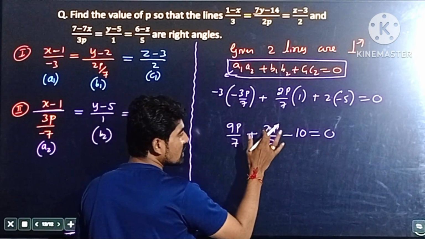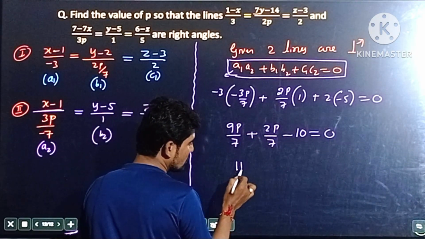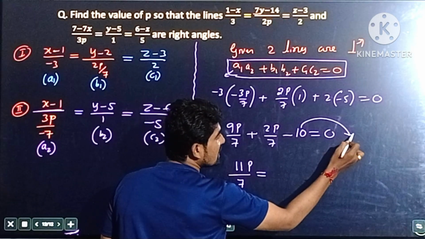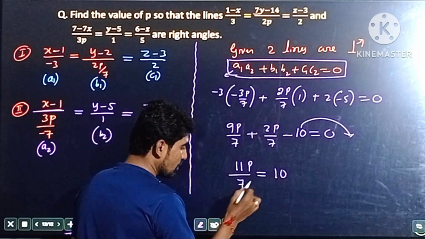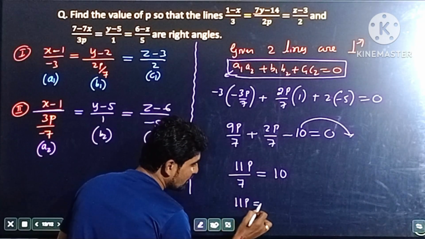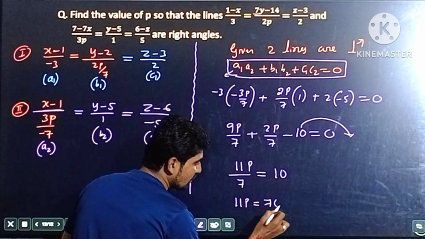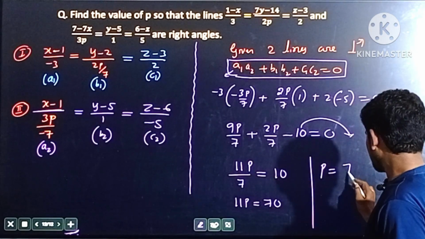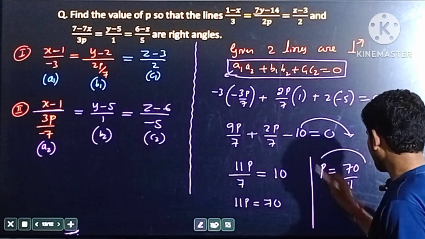So 2p by 7 plus 9p by 7 is equal to 11p divided by 7 equal to minus 10. Shifting to the right side, it becomes plus 10. So by cross multiplication, 11p is equal to 10 into 7, which is 70. Hence the required value of p is equal to 70 divided by 11.